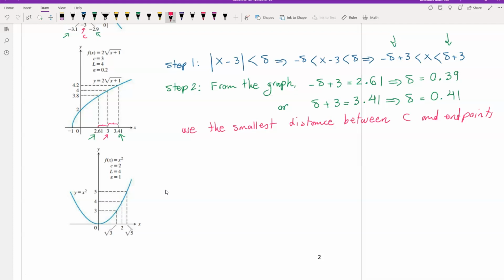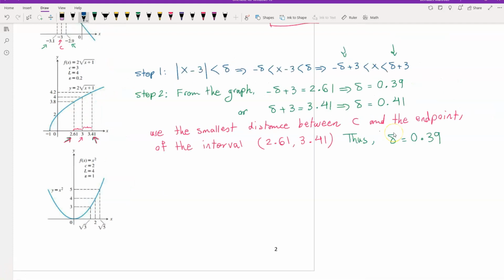Between C and these 2 points. So the answer for delta is 0.39.